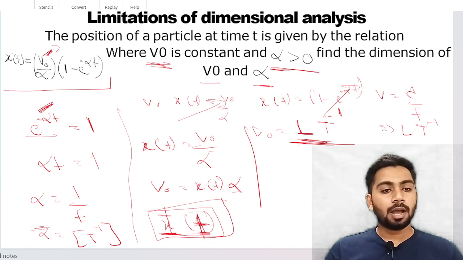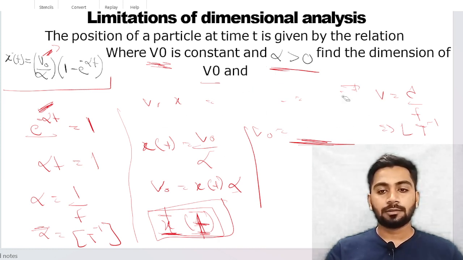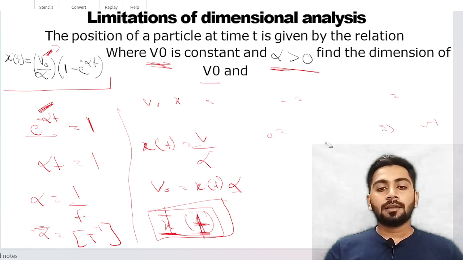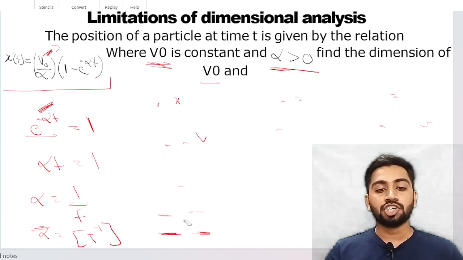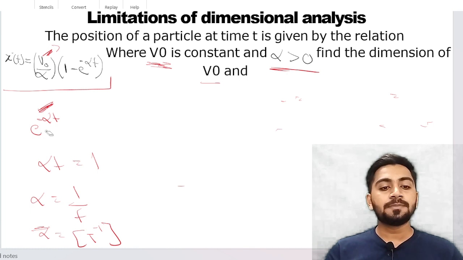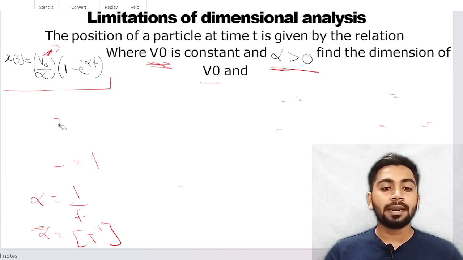Sir, once again, sir. Yes, super. Once again from start. See, first try to understand the question. The position of a particle at time t. See, in this, which is main, on which is the particle dependent? Distance. The particle is dependent on position.